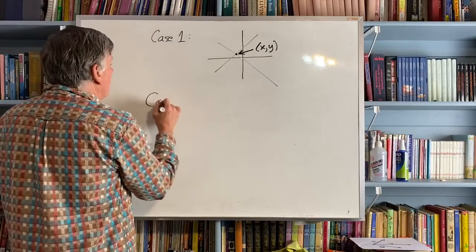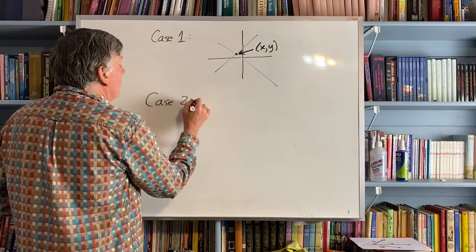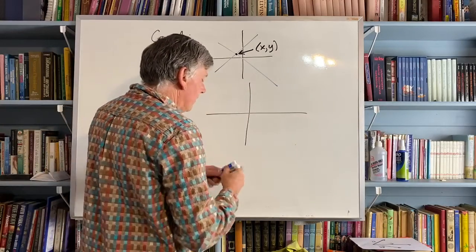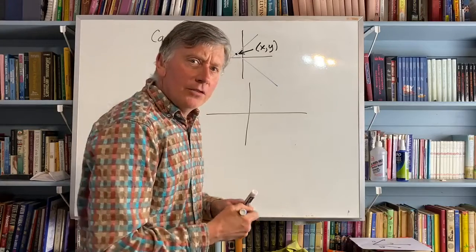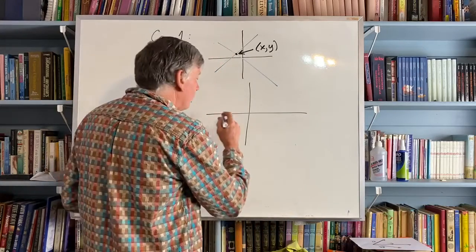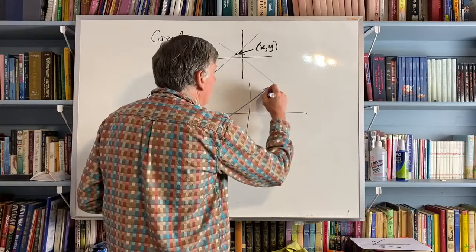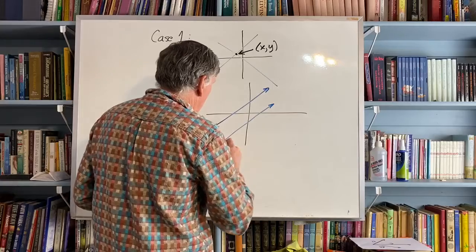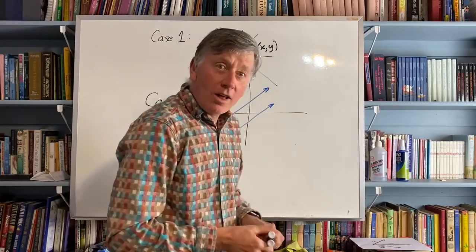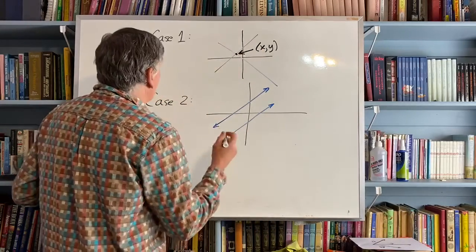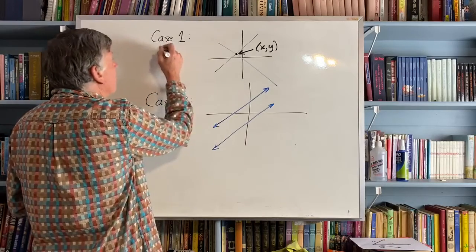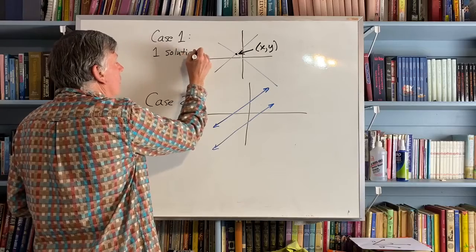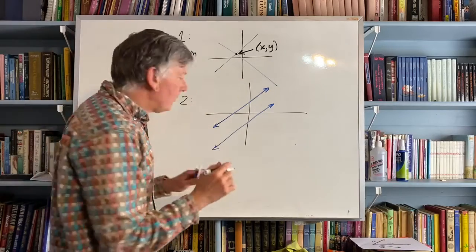Case 2 is where you see two lines that are parallel to each other. They're different equations, but they have the same slope. They will never cross. And so I should have written up here, for case 1 you have one solution. In case 2, we have no solution.